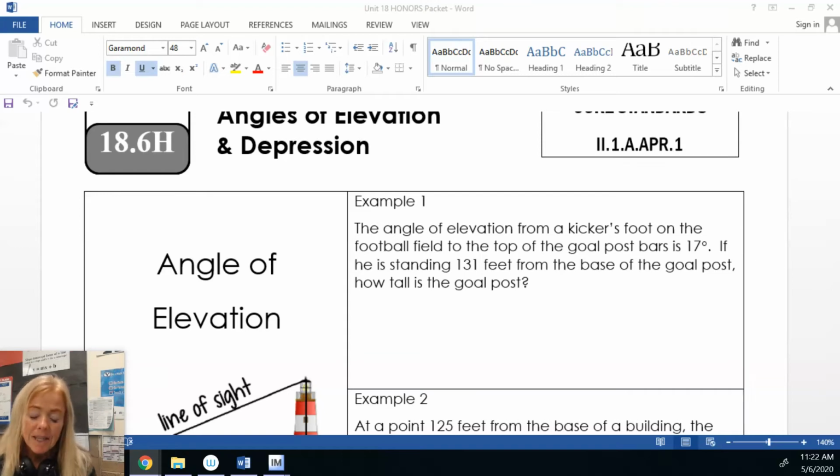Hi class, this is 18.6. We're going to be talking about angles of elevation and angles of depression. And angles of elevation and angles of depression are following a line of sight usually.